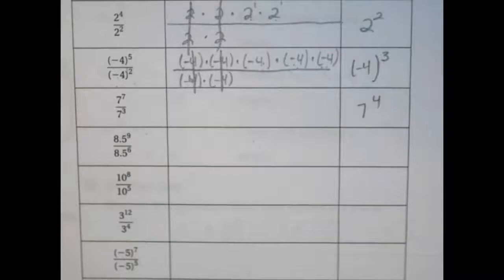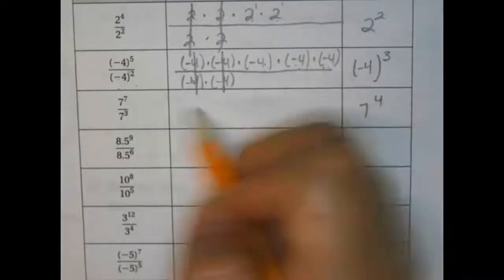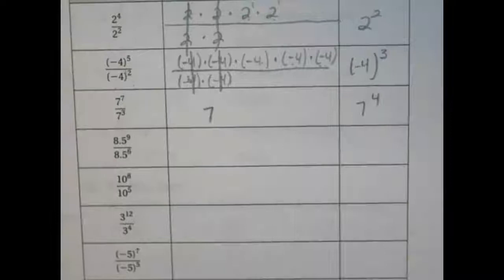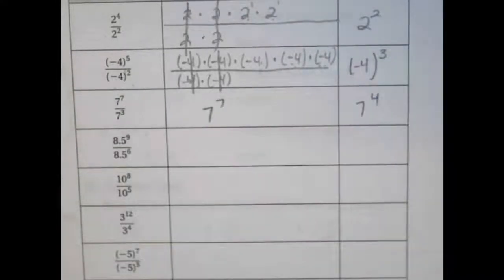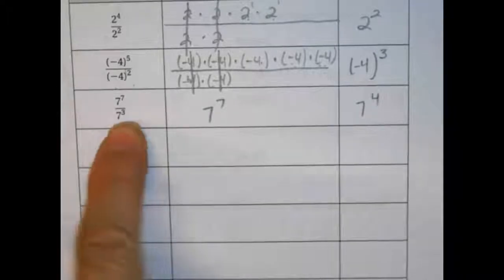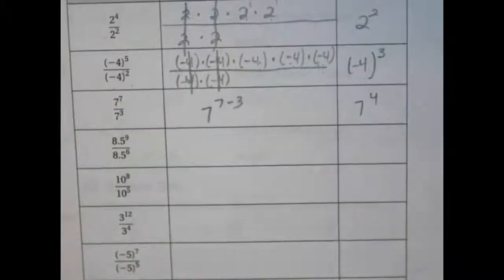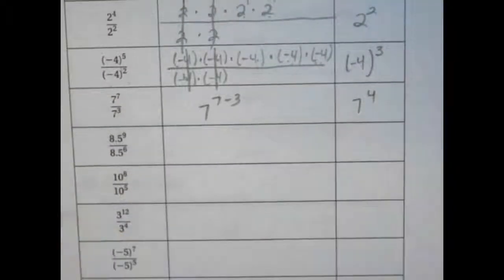Right. Let me show you something. While you guys were doing repeated multiplication, there's a little trick here. My bases are the same, so I know my base is going to be 7. My numerator is the bigger number, right? So if I just subtract this 3, what do I get? I get 7 to the 4th, right? Isn't that the same answer that you guys got? Yes. So that's my little alternative here.